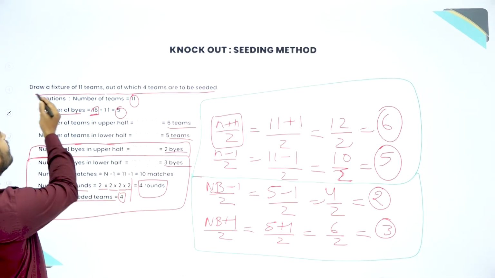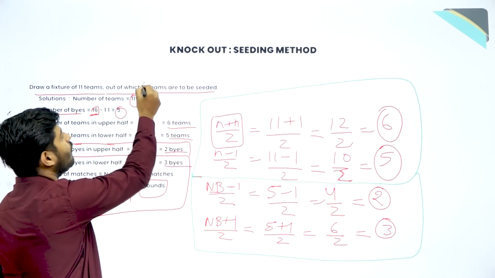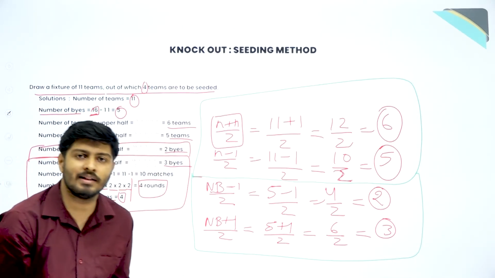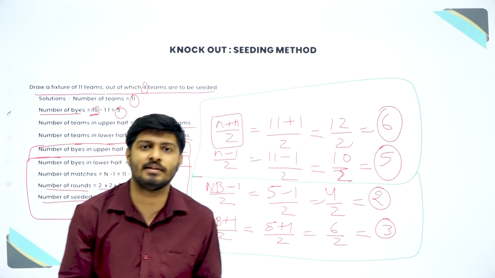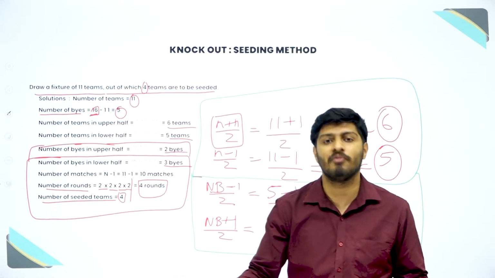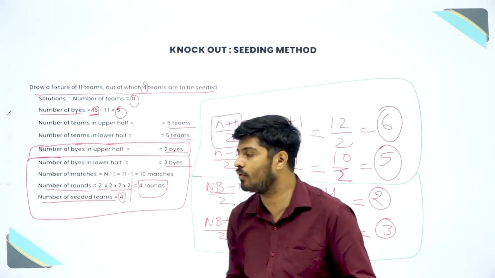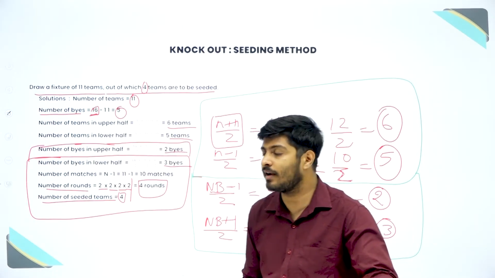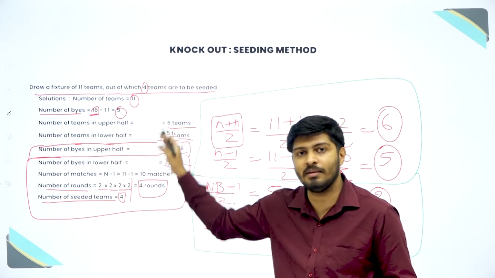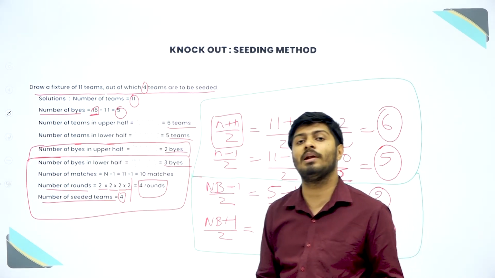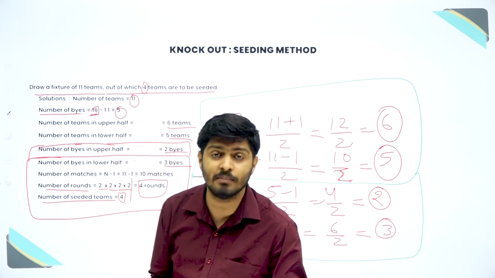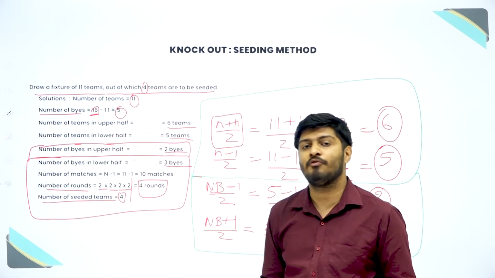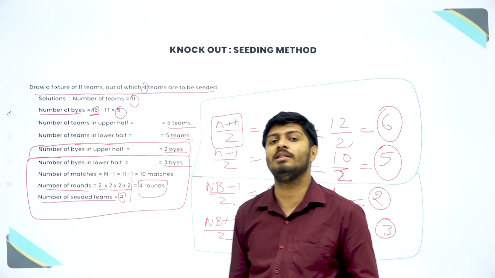So the total number of teams is already 11, out of which 4 teams have to be seeded. So seeding teams, you don't need to find that. You won't get a question to find the seeds or anything like that. That value will be given to you. So the total number of seeds that need to be seeded is again 4. The total number of teams given is 11. So out of 11, 4 teams need to be seeded, and 5 is the bye that we have to give in this fixture.